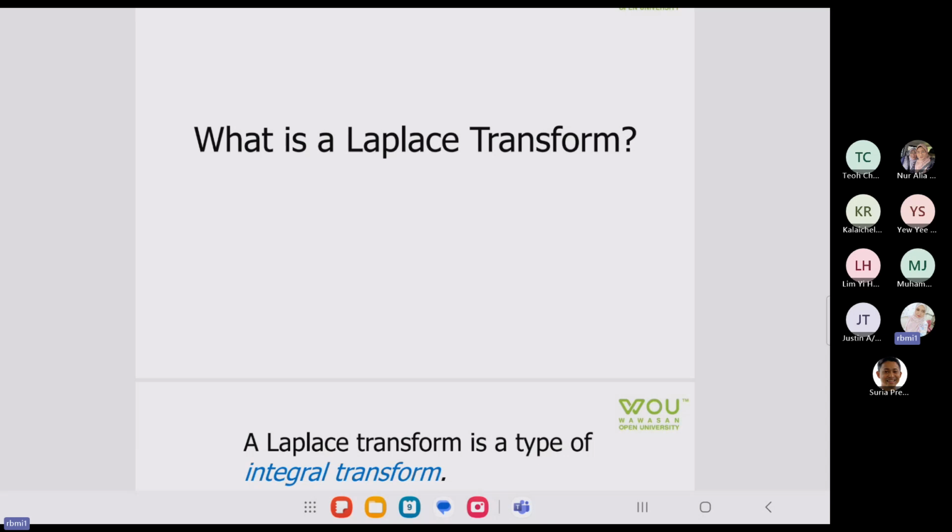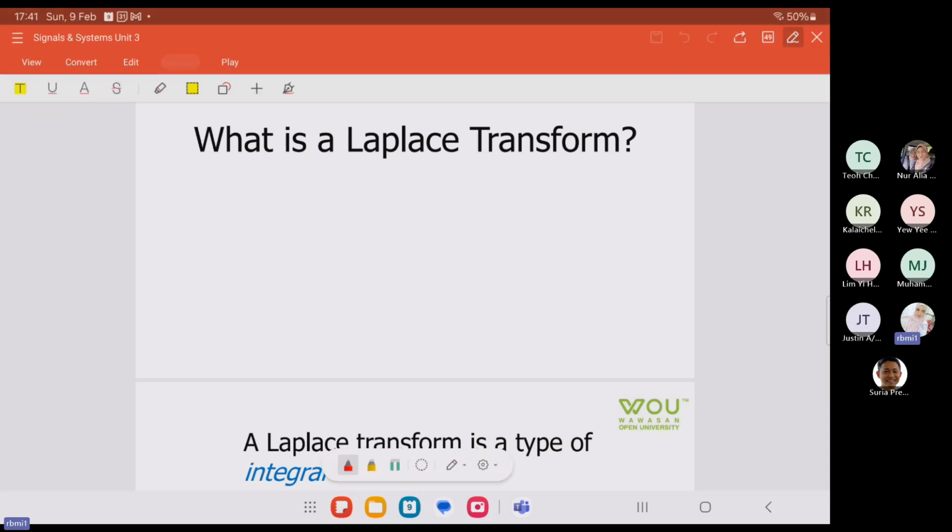And the Laplace transform in terms of engineering: in engineering, this helps in transforming the functions, or the waveforms of the signals, from the time domain to the frequency domain. That is the primary use of the Laplace transform. Then we also have the inverse Laplace transform.